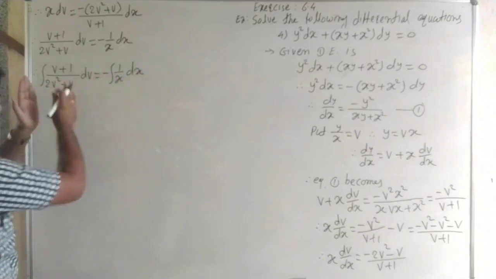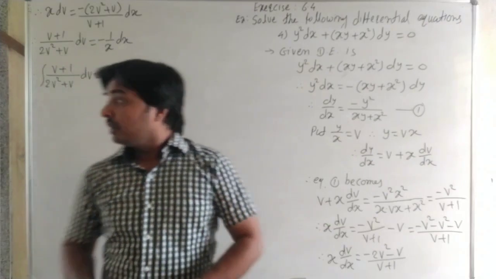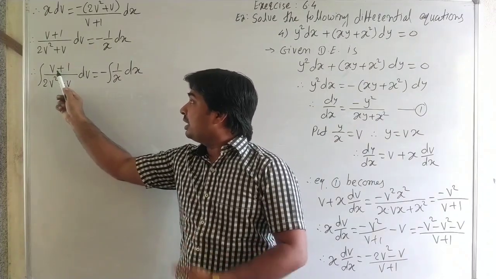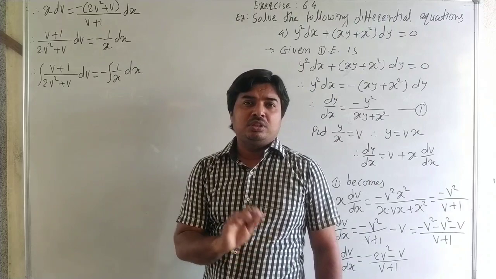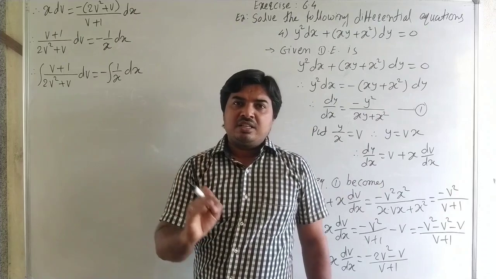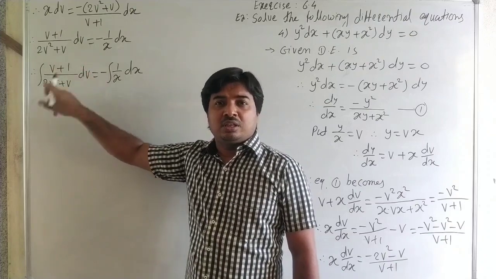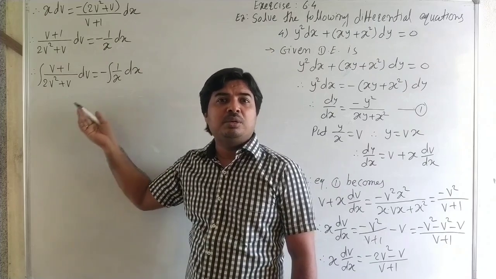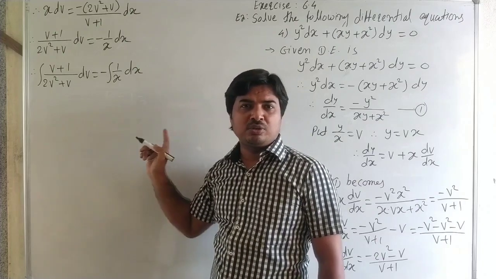See carefully this. Clearly the integral of 1 by x is log x, but here it is (v + 1)/(2v² + v) dv. It is a linear function upon a quadratic function. Now how to integrate a linear function upon a quadratic function? There are two methods. Here adjust the derivative of the quadratic function in the linear function and then solve it. When we adjust the derivative of the quadratic function in the linear function, we get two terms. One term is f dash of x upon f of x and the second term is 1 upon the quadratic function, and by completing the square we can solve it.